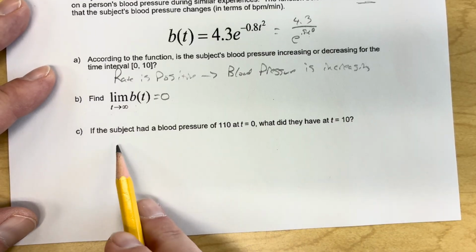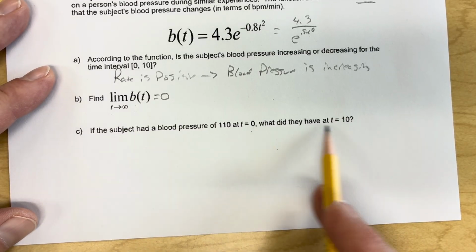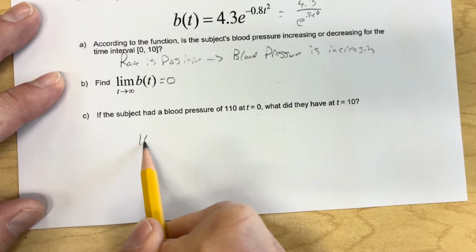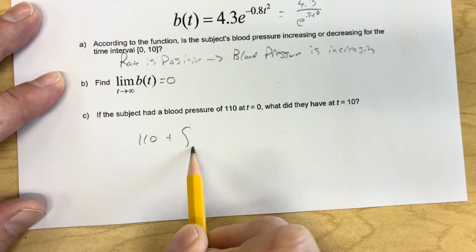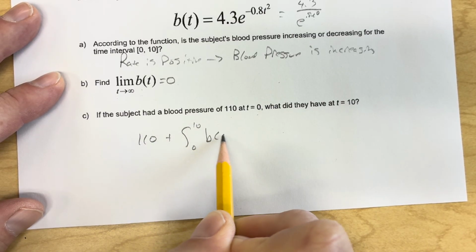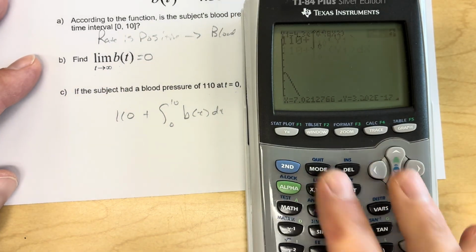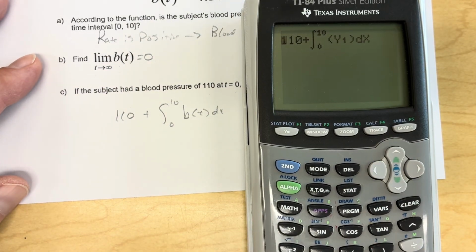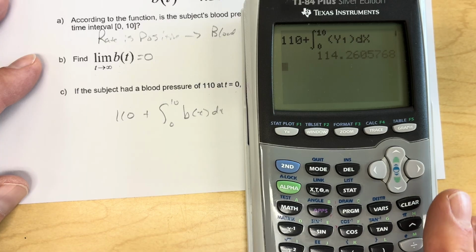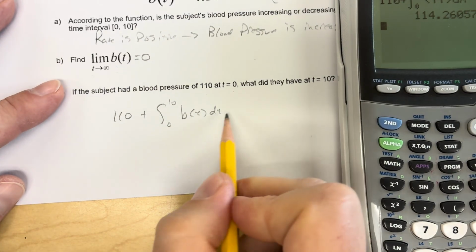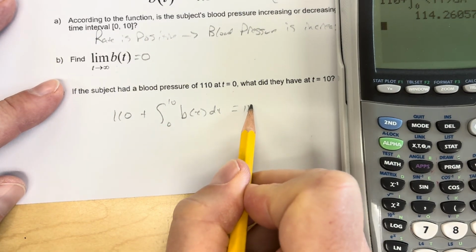This says if the subject had a blood pressure of 110 at 0, what do they have at 10? Well, we would take that initial blood pressure plus the change in the blood pressure, which would be the integral of B of t from 0 to 10. And I've already got that set up on the front side, and we get 114.261.